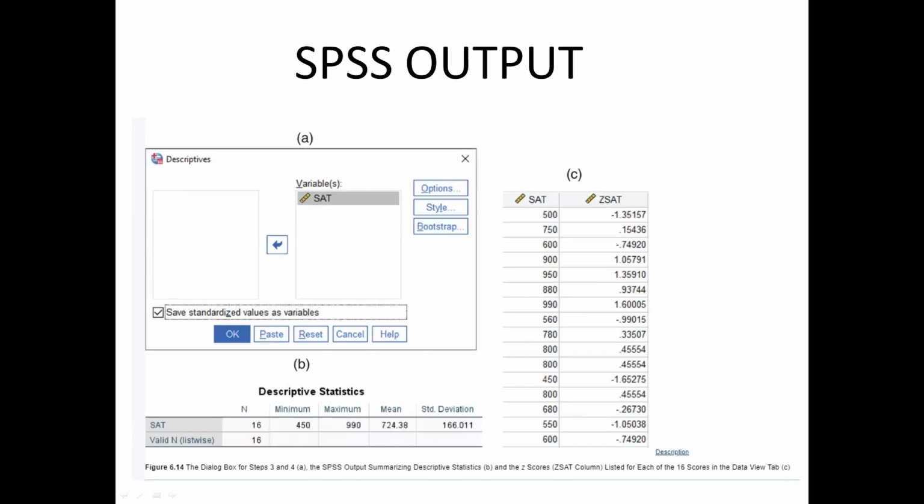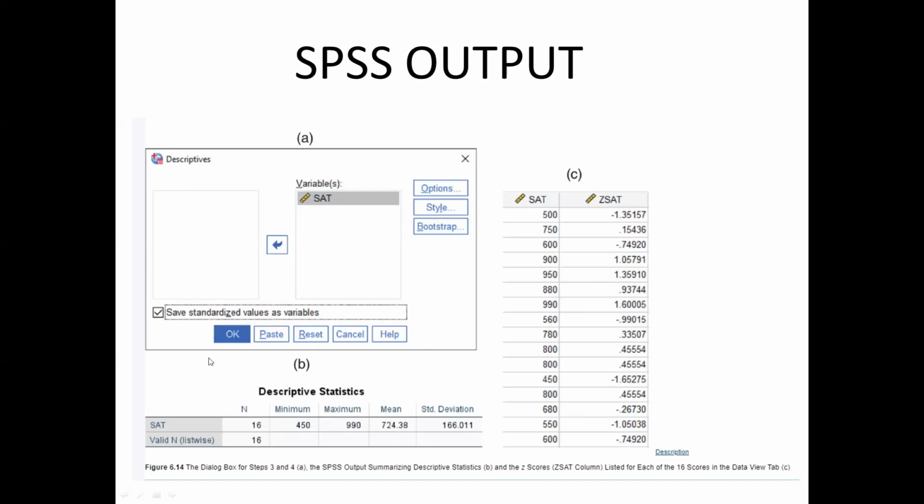Then you also want to click Save Standardized Values as Variables. This is going to produce a column that will show you the standardized variables. Click OK so it will run. All right, next, here's the other output.